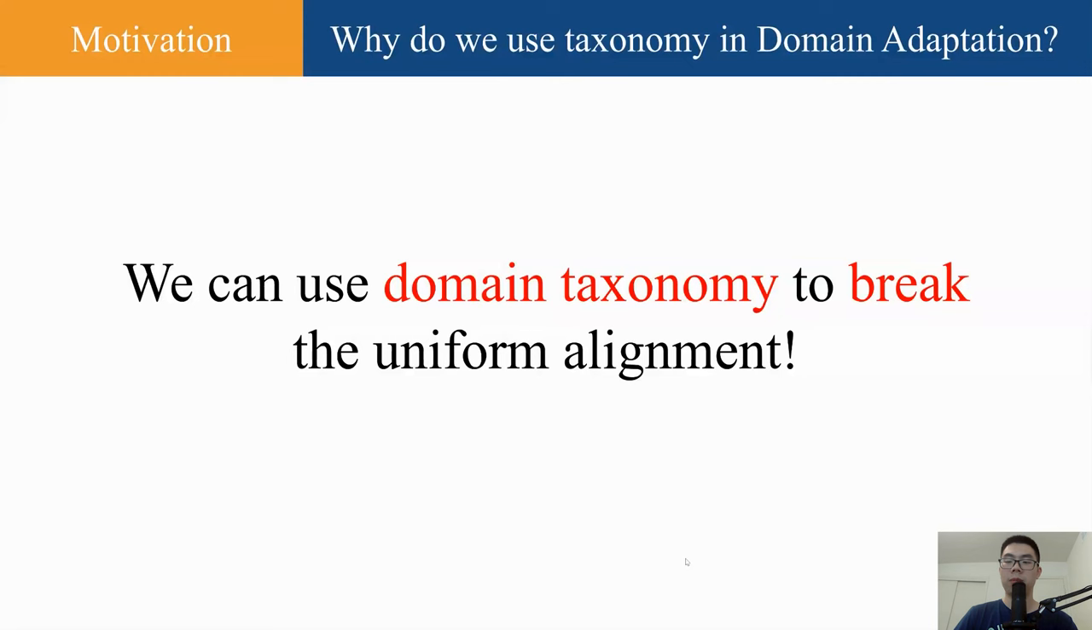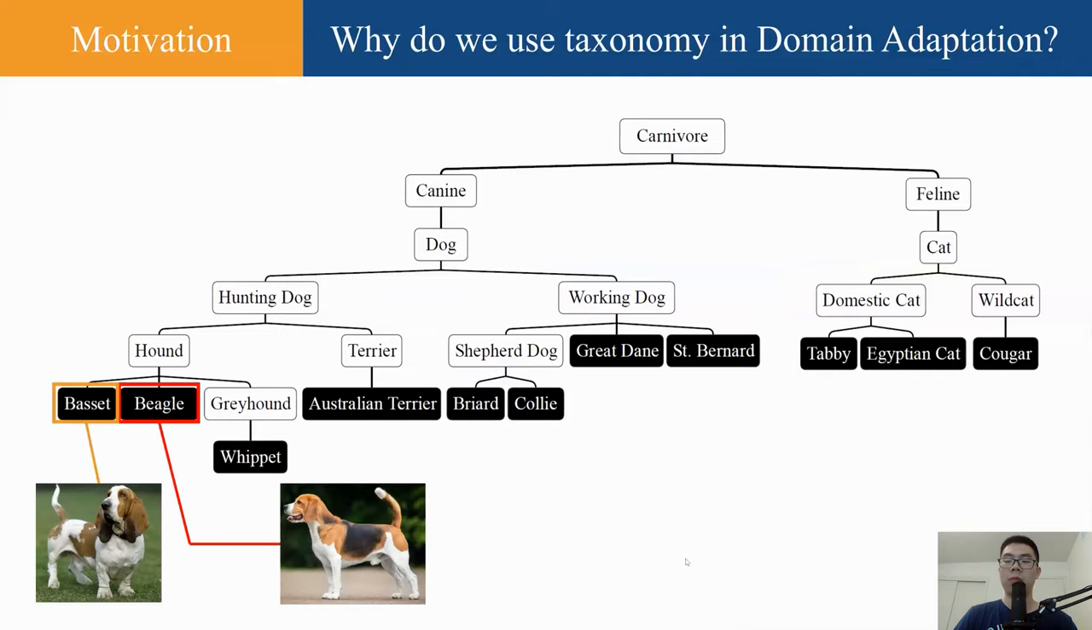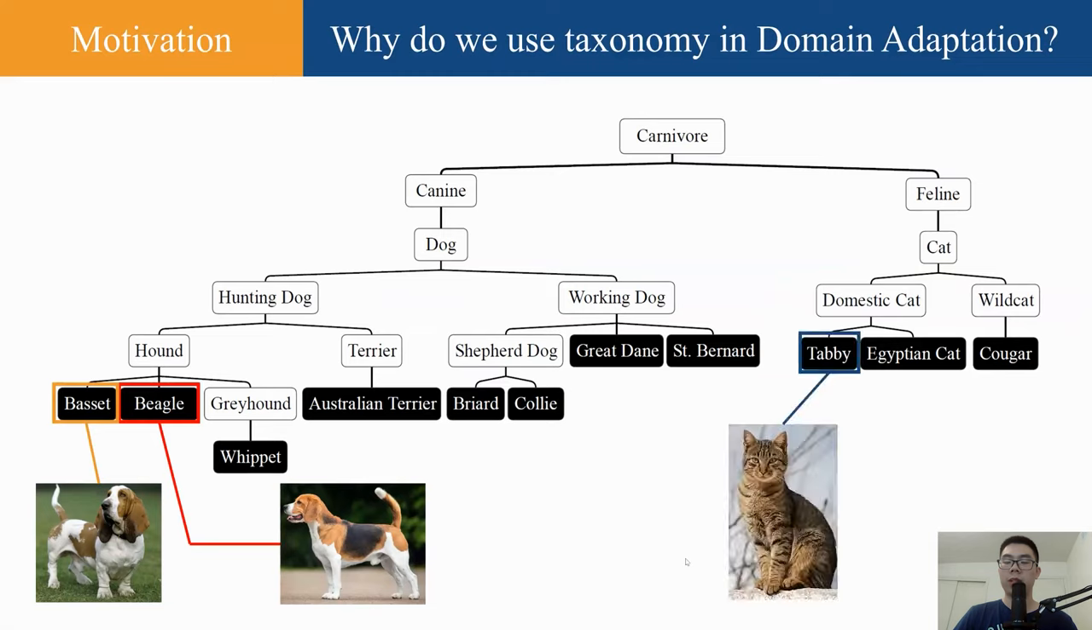Let's see an example. Suppose our task is to do video segmentation for the animal. We treat breeds as domains, and we have the hierarchies of species as a taxonomy. For our model, the middle representation for Basset and Beagle should be more similar than that for Basset and Tabby. However, if we treat each domain equally and enforce the uniform alignment, our model cannot take the advantage of such domain similarity and thus suffers from the decline in performance. Therefore, we incorporate domain taxonomy into the domain adaptation process.